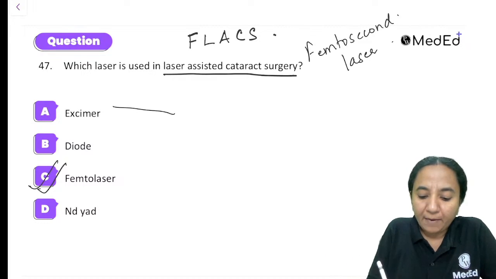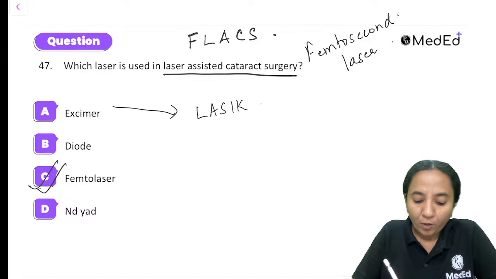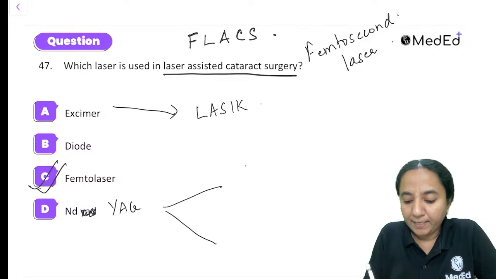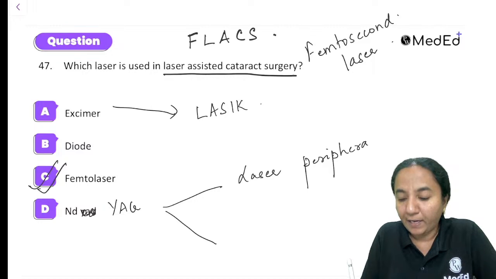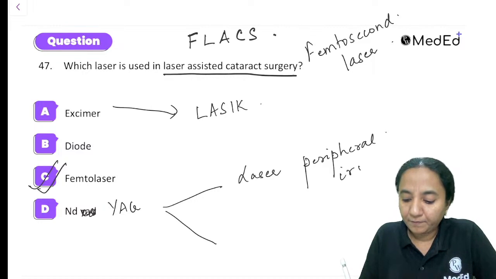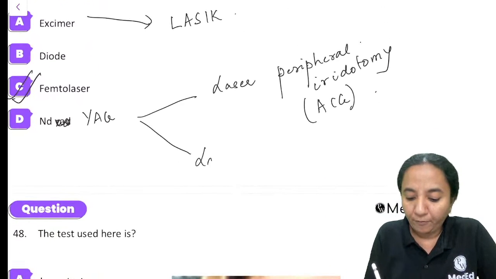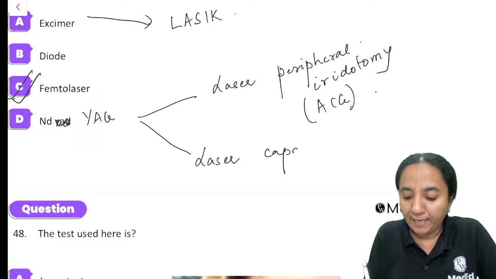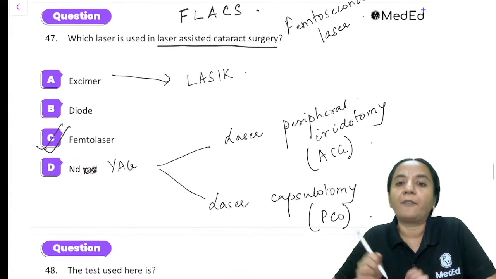Now where do we use excimer laser? Please remember this is used in LASIK, which is a refractive surgery. And where do we use ND-YAG laser? This is also very important. Please remember it is used for laser peripheral iridotomy. Where do we do a laser peripheral iridotomy? This is done for ACG, that is angle closure glaucoma. And ND-YAG laser is also used for laser capsulotomy, which is done for PCO, posterior capsule opacification, or after cataract.